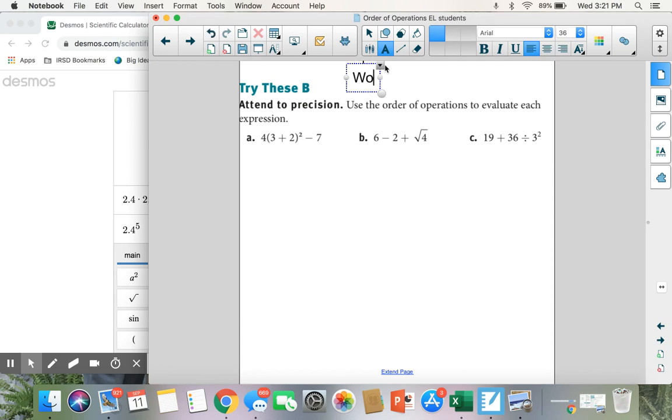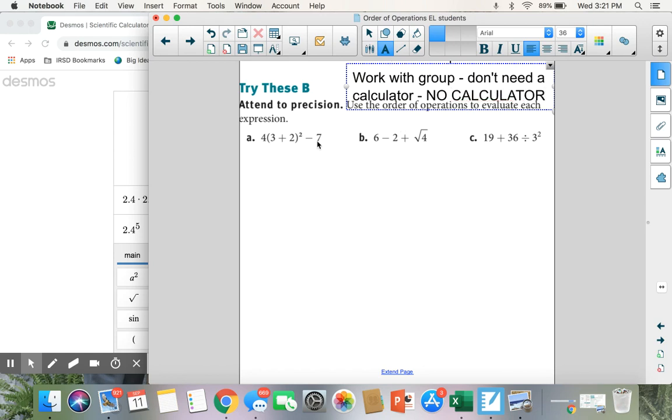You can work with your group and you can use a calculator. That's okay. You shouldn't need a calculator. You don't need a calculator. So I take that back. I want you to do no calculator. Okay, so no calculator on this part right here. All right, so go ahead and work through it and then we will check our answers.